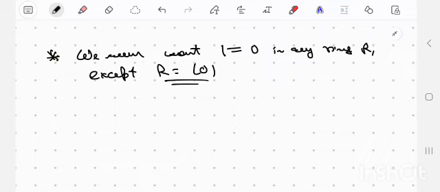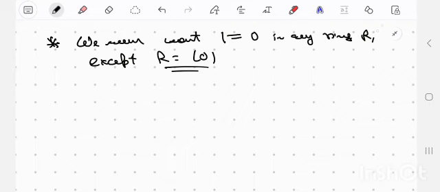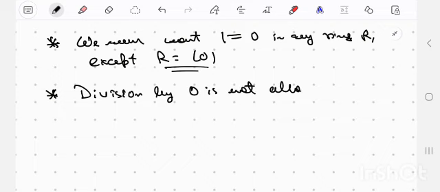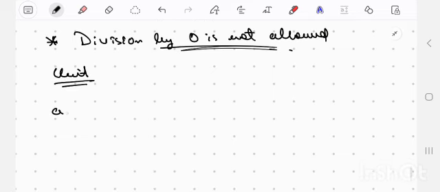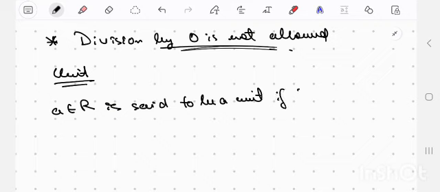Okay, fine. Now there is an important observation. Here you will observe an important thing: why division by 0 is not allowed. To see that, we need just a simple definition of a unit. So A in R, a commutative ring with unity, is said to be a unit if there exists some element B in R such that AB is equal to 1, which is equal to BA. Let us not attach any notions of 0 or non-zero.